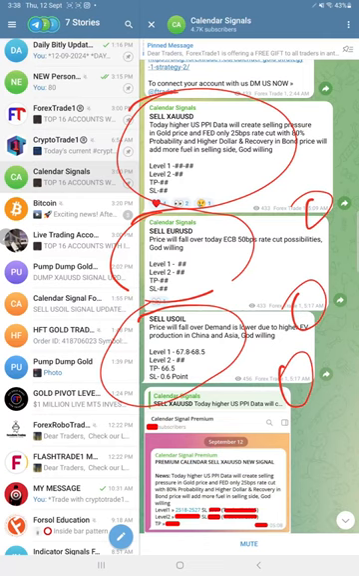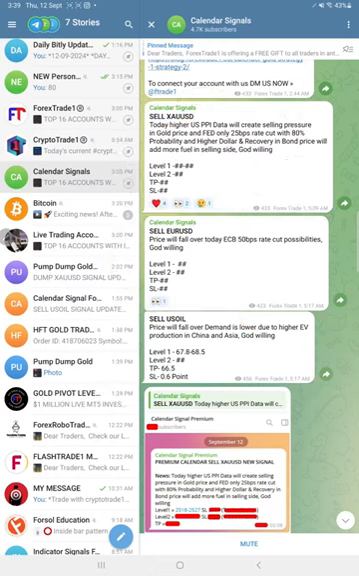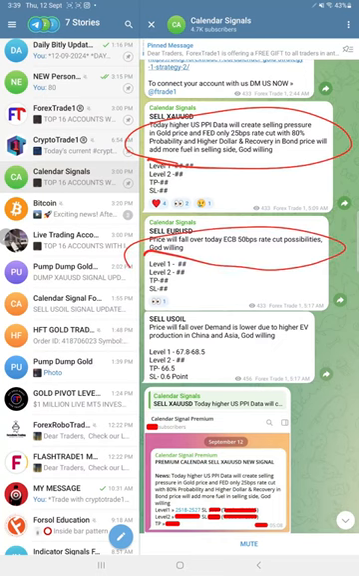Initially the levels are not revealed, but we gave the overall direction for the signals. For example, if you see the gold signal, we gave the direction sell gold, that price will come down, and the strong reasoning is given here. So overall the direction is given for the gold signal in this section. Likewise, for each signal we give the strong reasoning why we are giving that particular pair, buy or sell.